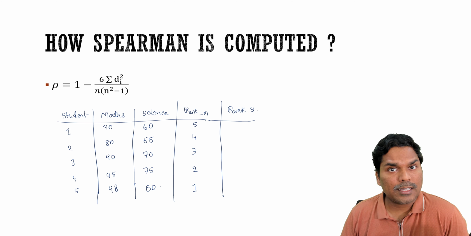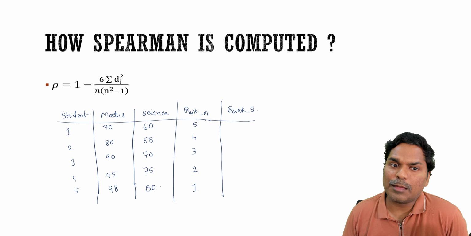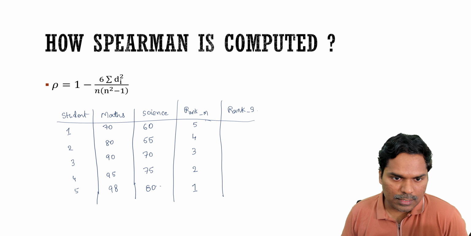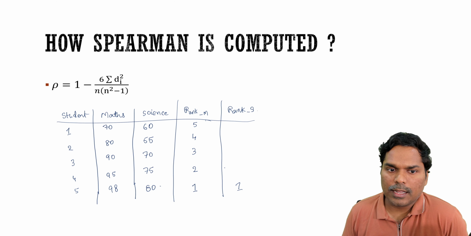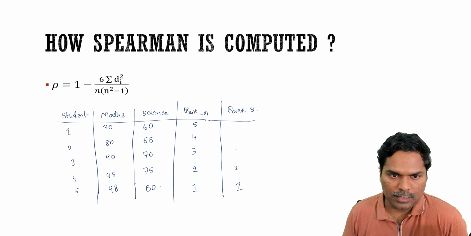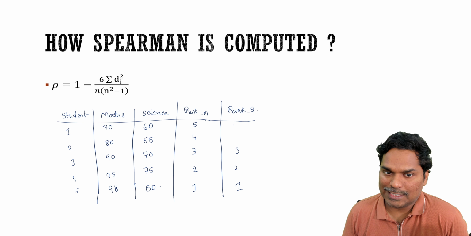Highest is the first rank. So you should keep the same ordering for science also. Highest is the first rank. So where is the highest? Again, 80 is the first. Well and good. Then 75 is the second rank. 70 is the third rank. Now the fourth rank is 60, the fifth rank is 55.